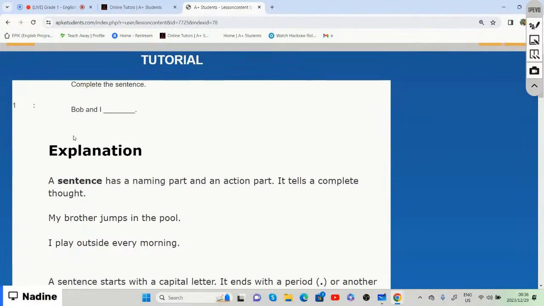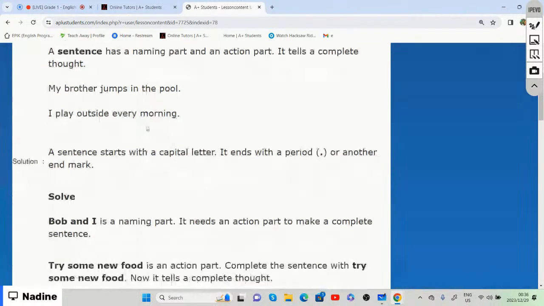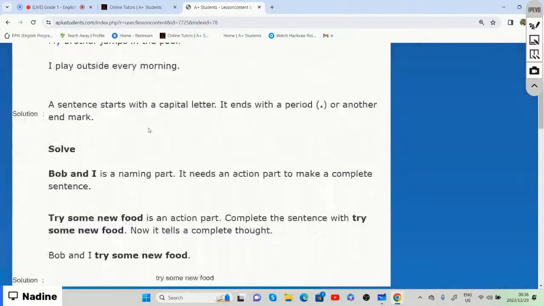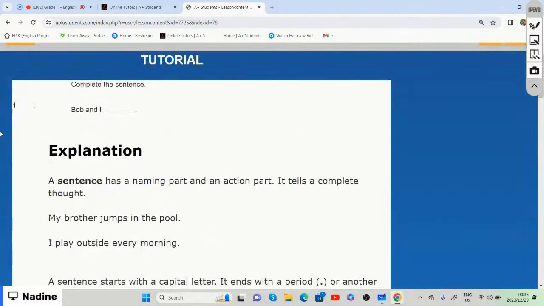All right, so we're going to complete the sentence, right? It says Bob and I. So Bob and I is the naming part, which means that in order to show a complete sentence, you can basically put any action part in to show the completed sentence, right?